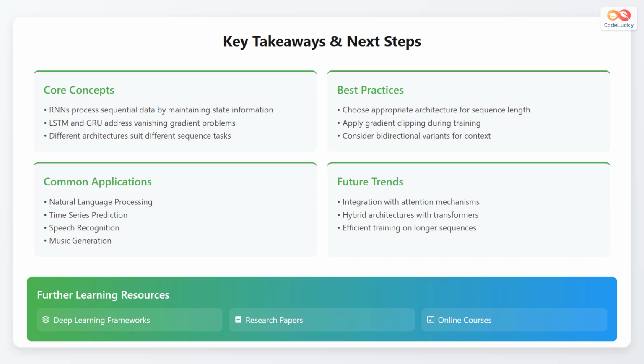For best practices, choose an appropriate architecture for sequence length, apply gradient clipping during training, and consider bidirectional variants for context. Common applications include natural language processing, time series prediction, speech recognition, and music generation. Future trends include integration with attention mechanisms, hybrid architectures with transformers, and efficient training on longer sequences. Some resources for further learning include deep learning frameworks, research papers, and online courses.